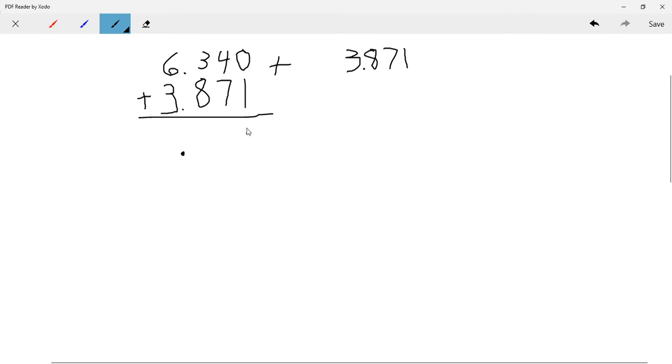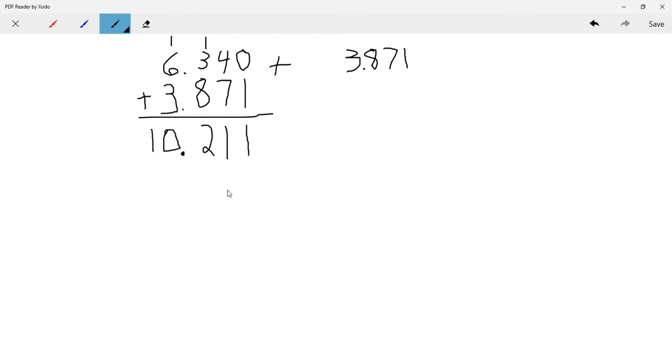So 0 plus 1 is 1, 4 plus 7 is 11, carry the 1. 1 plus 3 is 4, plus 8 is 12. 1 plus 6 plus 3 is 10. So we have 10 and 211 thousandths. Now if this decimal wasn't here, it would be 10,211, which is very different from 10 and 211 thousandths. Very, very different. So you always have to remember to bring the decimal down.